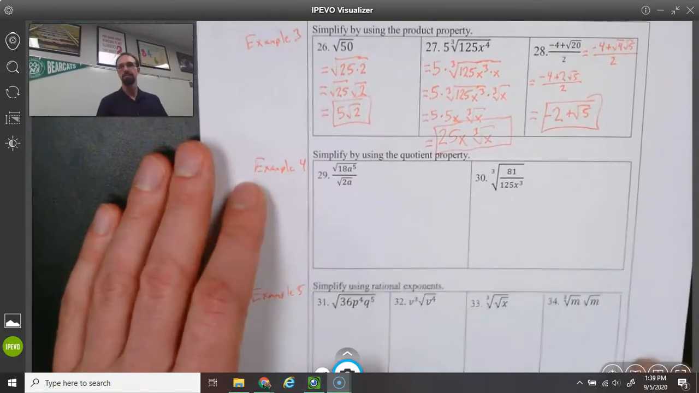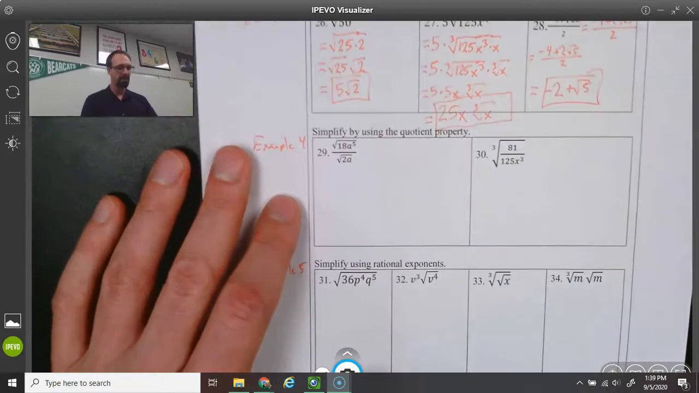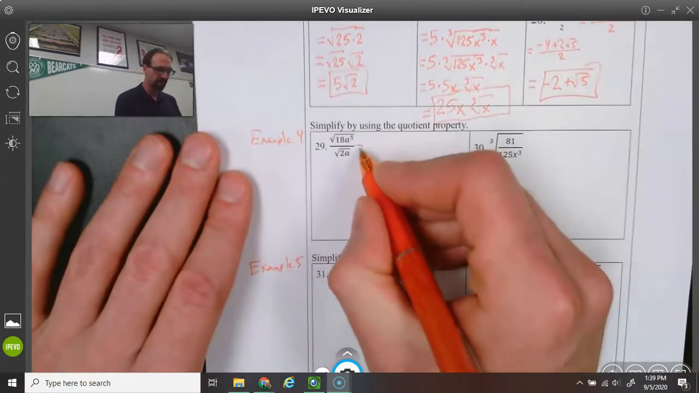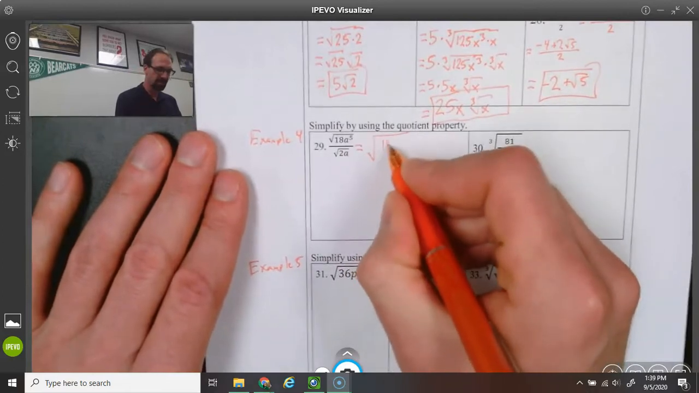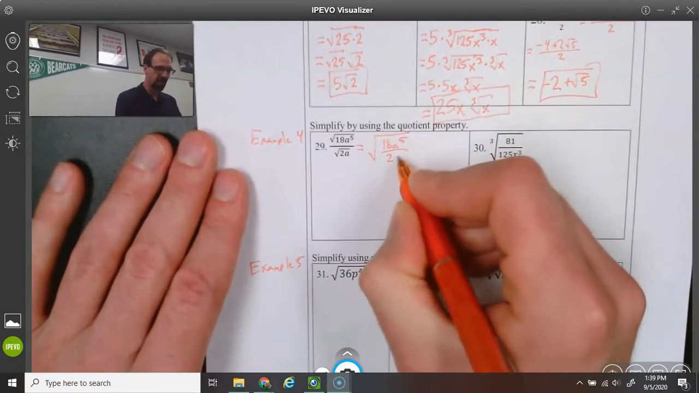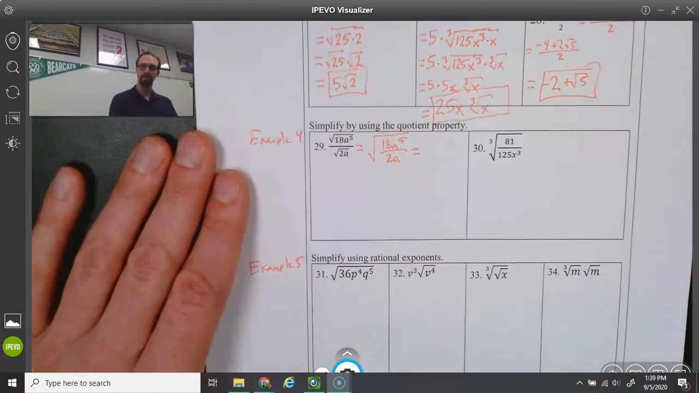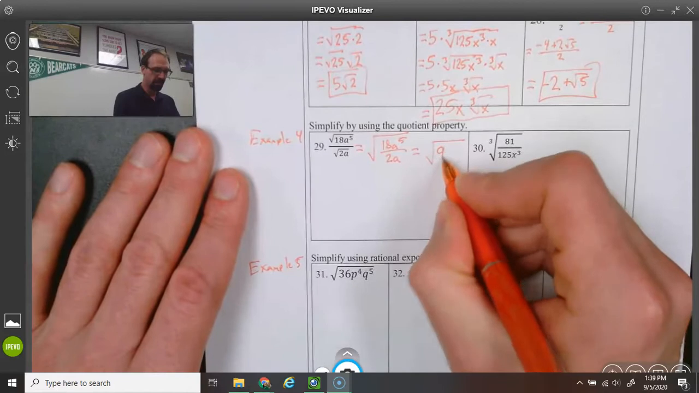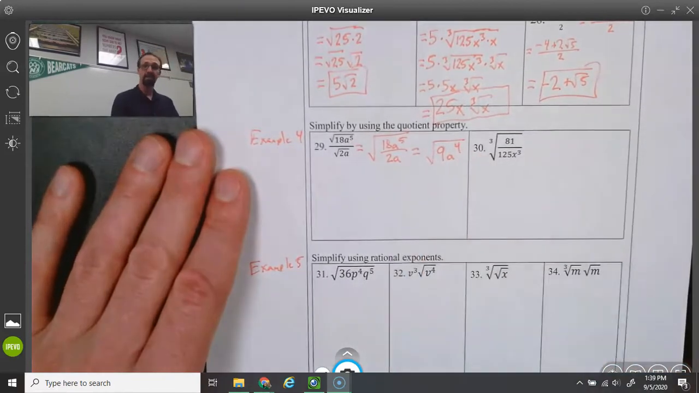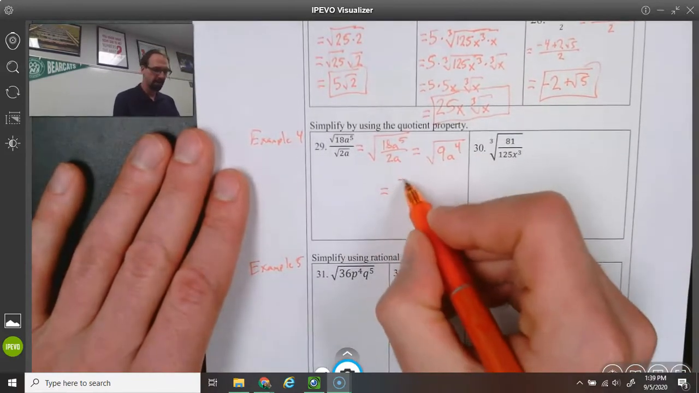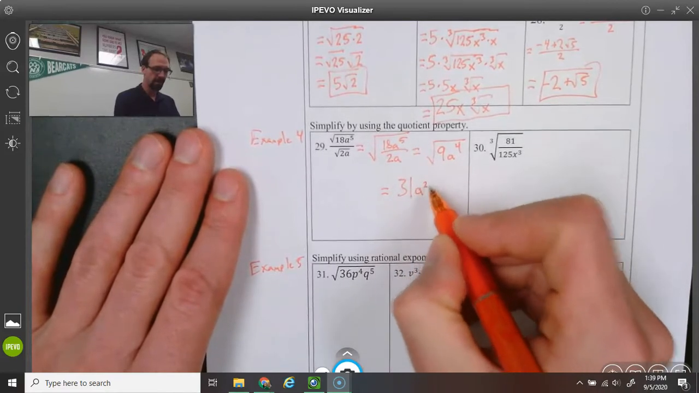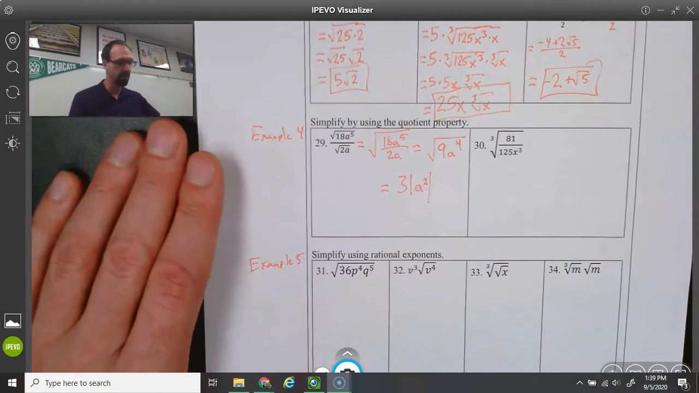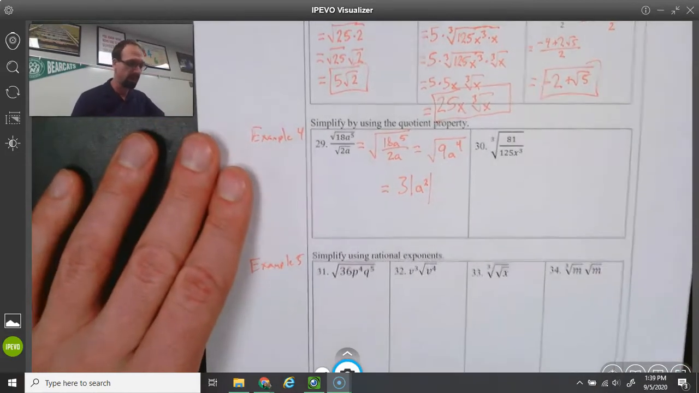That's example 3. Example 4, simplify by using the quotient property. So this one we can actually combine to be under the same radical. By doing that, we have the square root of 18a to the 5th over 2a. We can use our properties of exponents from the previous section to divide that out. Now I have the square root of 9a to the 4th. If I take the square root of 9a to the 4th, I get 3a squared. Because I started with an even root, I have an absolute value bar with the a squared as well.